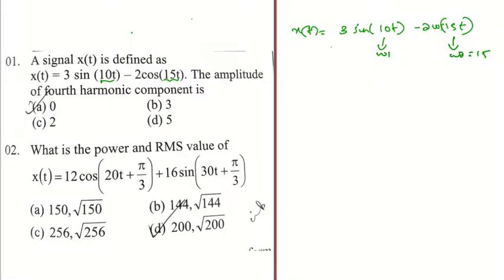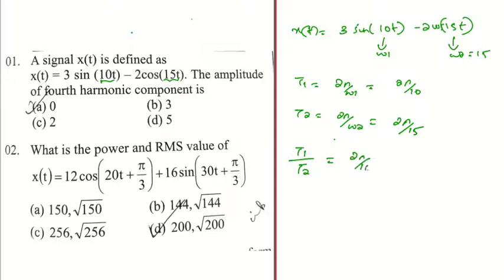So, I have to find out the period also, that is t1 equal to 2 pi by omega 1, which is equal to 2 pi divided by 10, and t2 is equal to 2 pi divided by omega 2, which is equal to 2 pi divided by 15, and t1 by t2 is equal to 2 pi divided by 10 divided by 2 pi divided by 15. We will get 15 divided by 10, right.